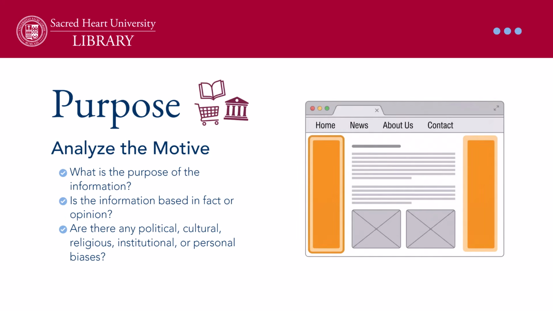Finally, we have P for purpose. Ask yourself, why does this information exist? A scholarly article's purpose is to share new educational research. A commercial website or blog, however, might be trying to sell you something, get clicks for ad revenue, or push a heavily biased opinion. Clues often hide in the URL. Websites ending in .edu or .gov are usually educational or governmental, while .coms are often commercial. Scan the margins of the page. If it's covered in heavy advertising or the text uses highly emotional language, it might not be objective.